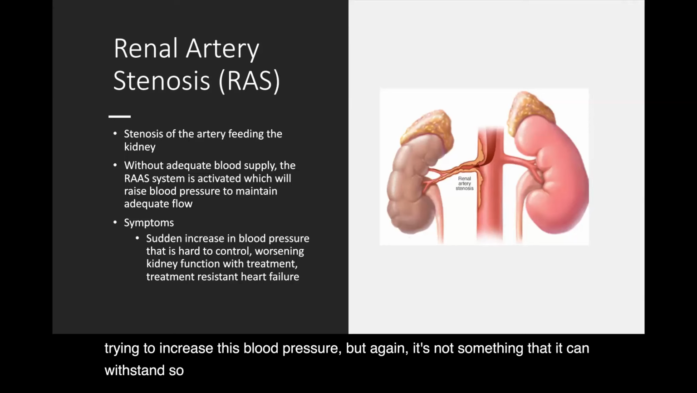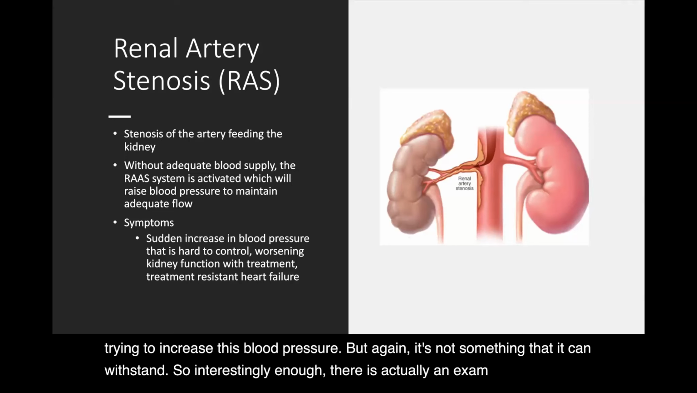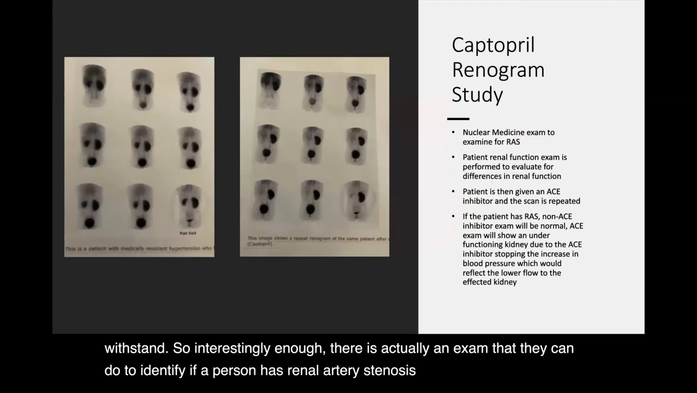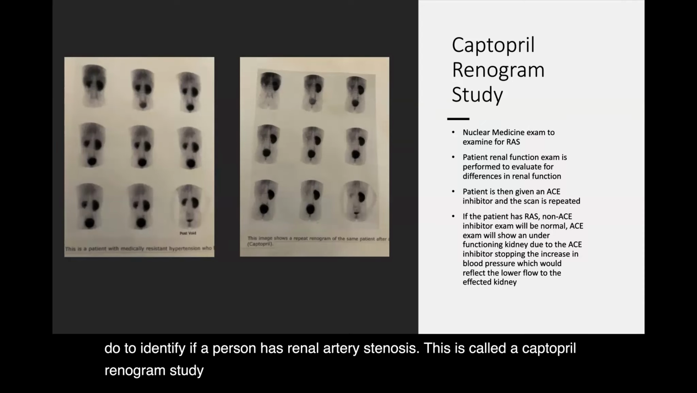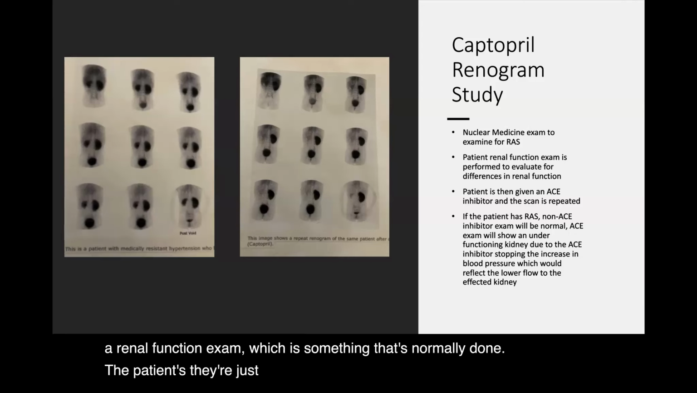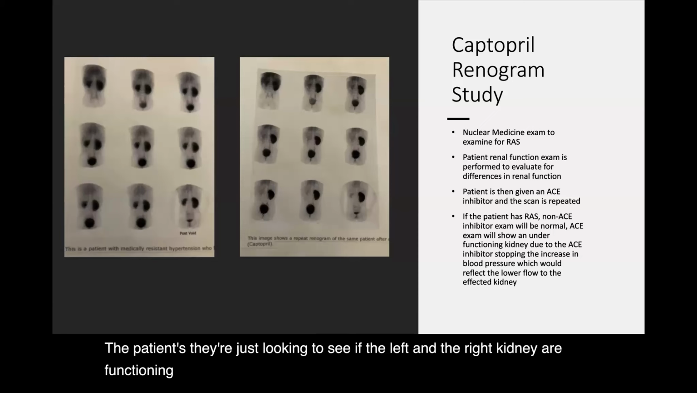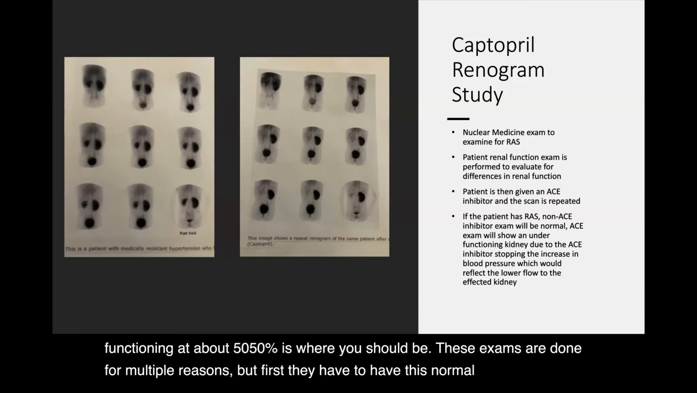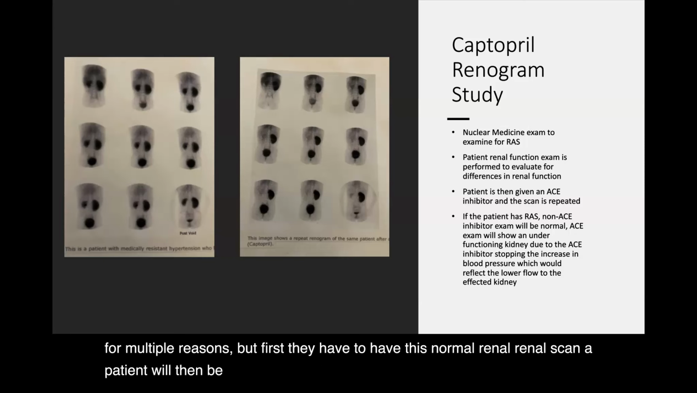Interestingly enough, there is an exam that they can do to identify if a person has renal artery stenosis. This is called a captopril-renogram study. It's a nuclear medicine exam. The patient will come in for a renal function exam, which is normally done on a patient. They're looking to see if the left and the right kidney are functioning at about 50-50%. These exams are done for multiple reasons, but first they have to have this normal renal scan. A patient will then be given an ACE inhibitor, and then the scan is repeated.